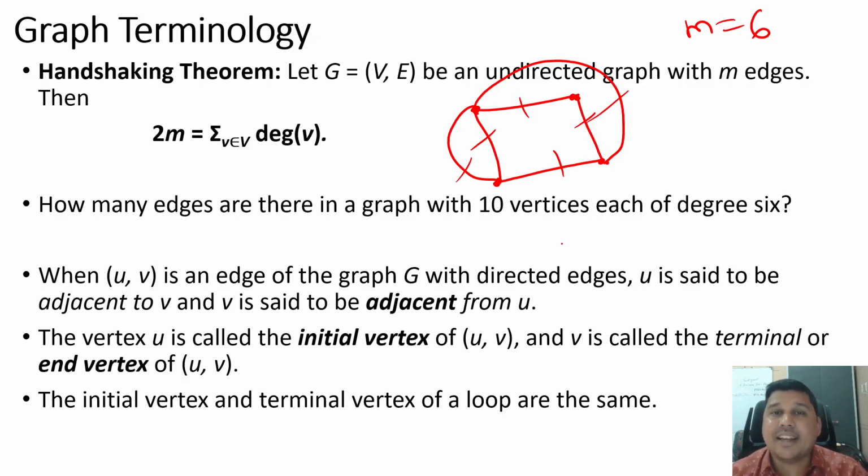It says that if I know the number of edges, then 2 into m, double the number of edges, the sum of degrees of all the vertices will be equal to double the number of edges.